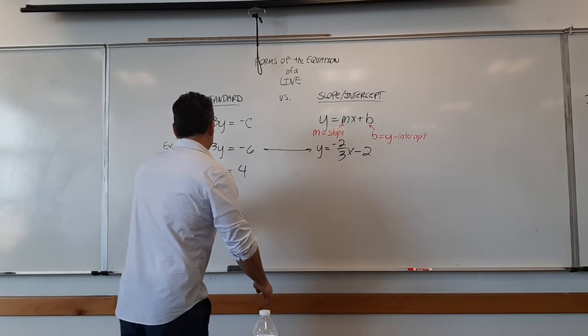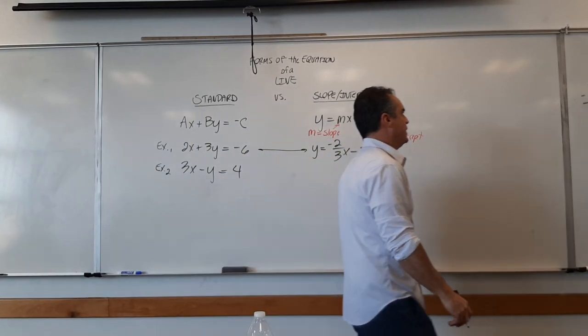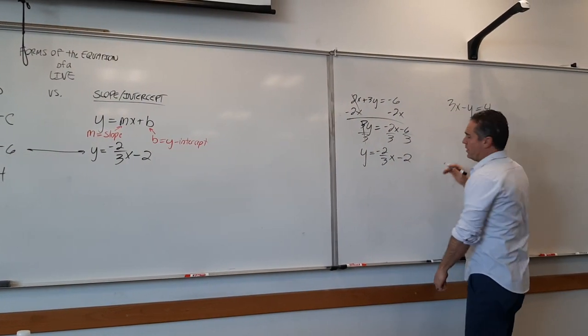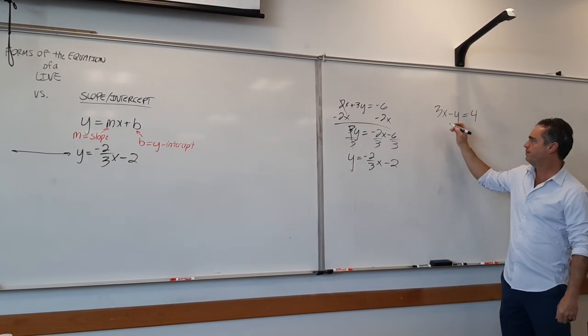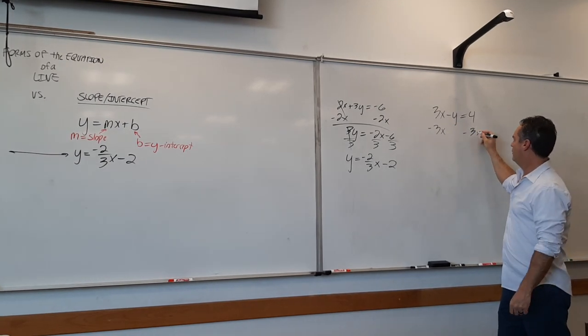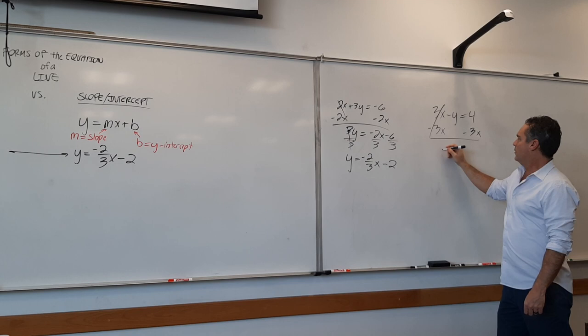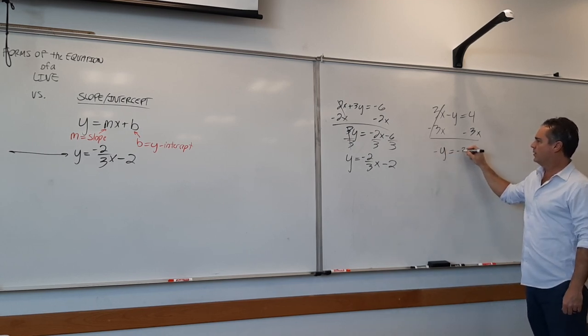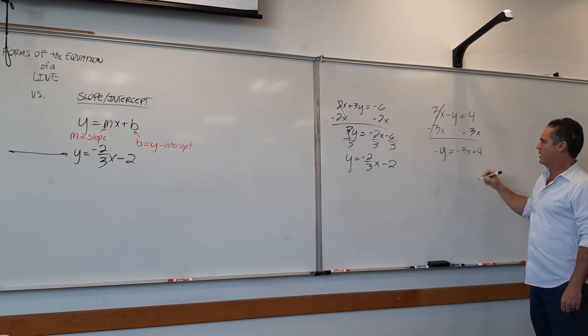Let's take 3x minus y equals 4 and put it in y equals mx plus b form. Tell me what to do. Subtract 3x, balance rule, do it to both sides. Multiply by negative 1. So we're going to end up with negative y equals, what do I write here? Negative 3x plus 4. Now what?